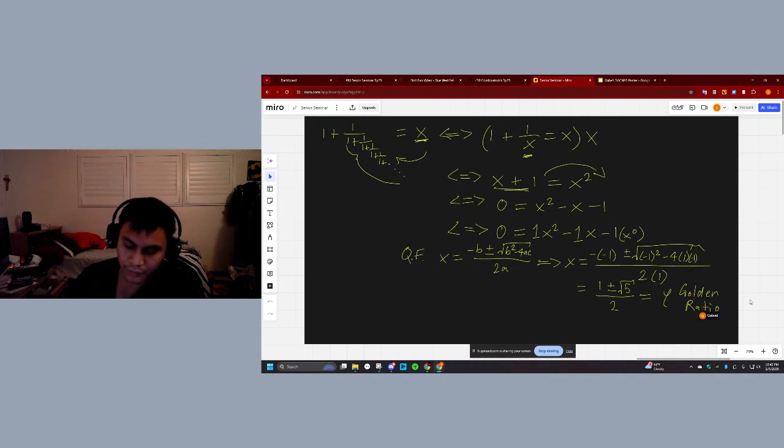And so it's actually a really nice solution to this recursive function of adding 1 plus 1 over this recursive function expression. And that is the end of the video.